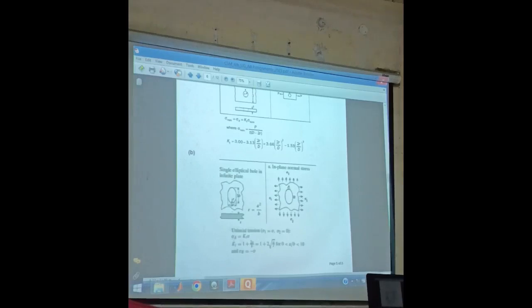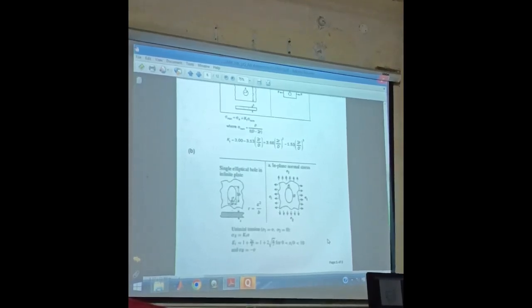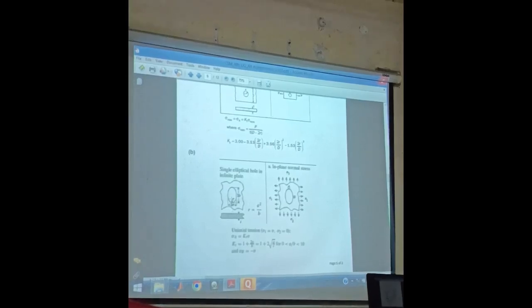So sigma A equal to Kt multiplied by sigma, where Kt equal to 1 plus 2A by B. When A equal to B, then Kt will be 3. We have shown before, stress concentration factor will be 3 for this case when it is a circular hole. Now sigma at B, it is minus sigma, compression.